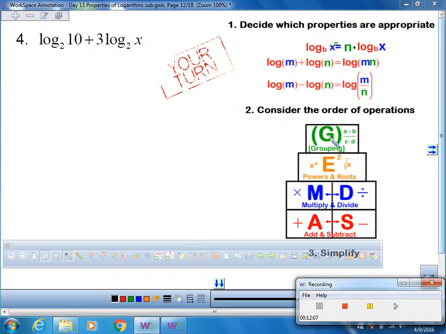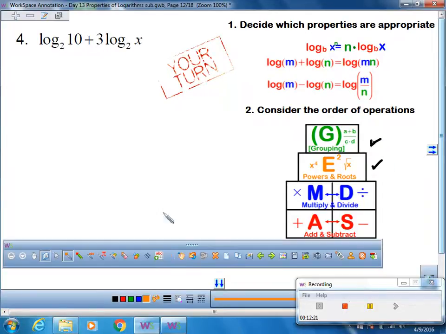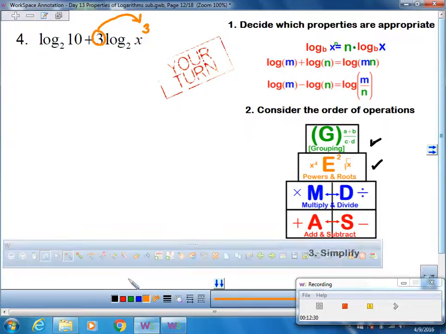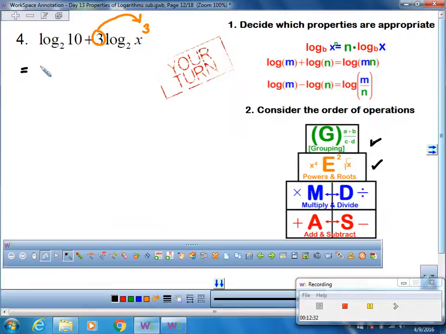I'm going to start with grouping symbols. There aren't any. Then we've got exponents. We have one exponent. It's right out here in front of this log. It needs to come back up here in front of that x. So let's write an equivalent expression. So log base 2 of 10 plus log base 2 of x, but now it's going to be cubed.